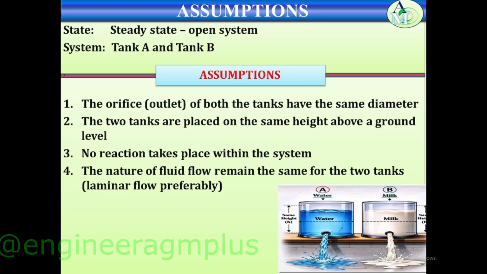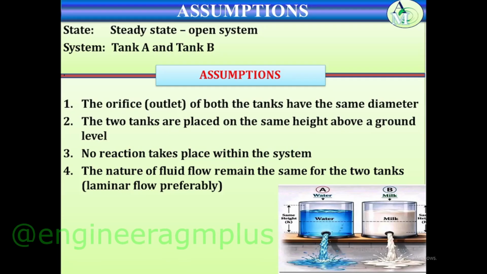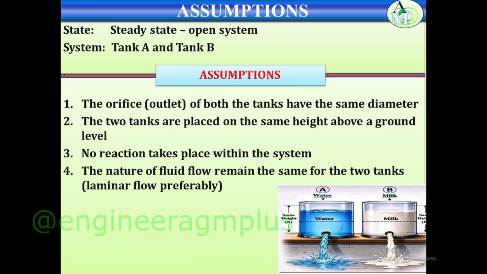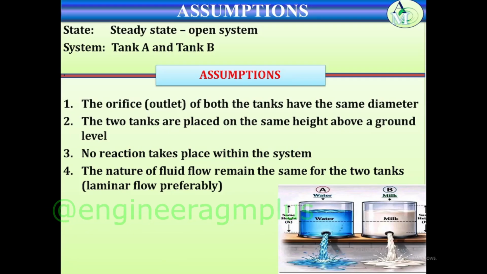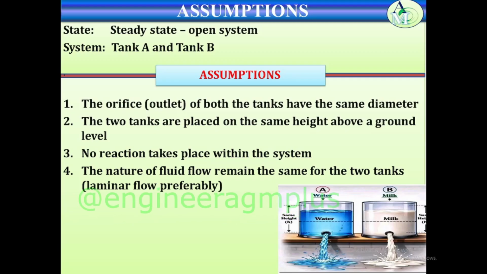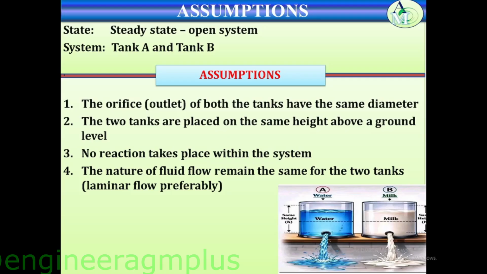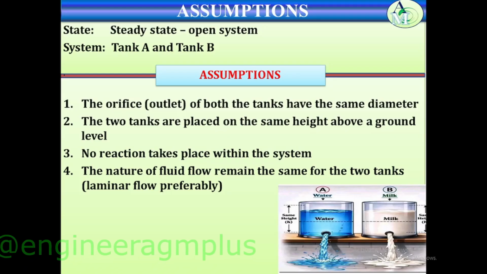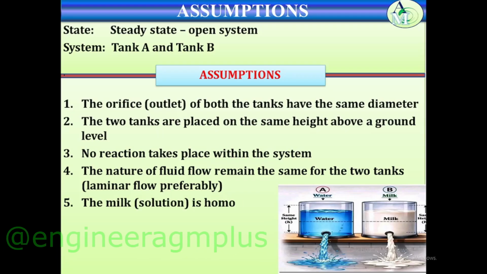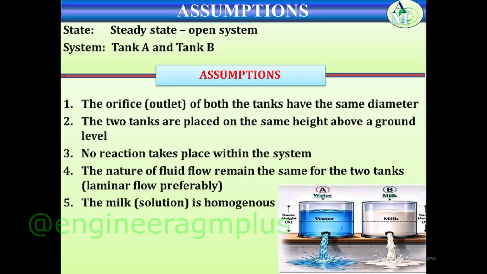That is, nominal flow preferably. That is, the orifice may change the flow pattern in such a way that the milk may be linear while the water goes turbulent at a particular point. So we assume that the nature of the fluid flow remains the same.